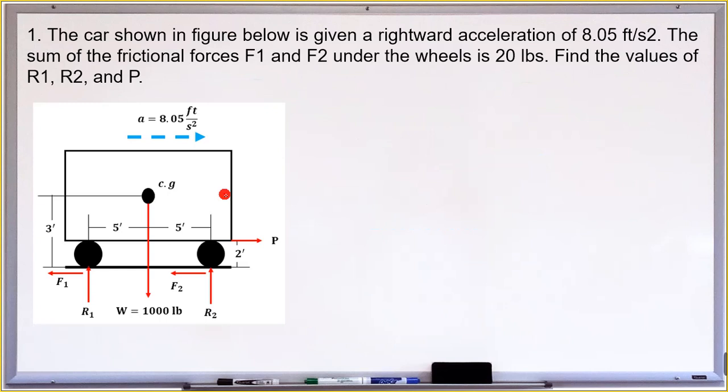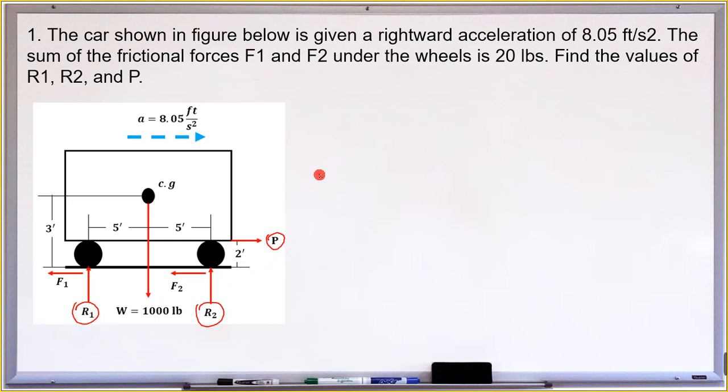So this one is a block that moves on rollers. The car shown in the figure below is given a rightward acceleration of 8.05 feet per second squared. The sum of the frictional forces F1 and F2 under the wheels is 200 pounds, so F1 is 100 pounds and F2 is 100 pounds. Find the values of R1, R2, and P. So the requirements are the applied force P and the reactions at the wheels R1 and R2.